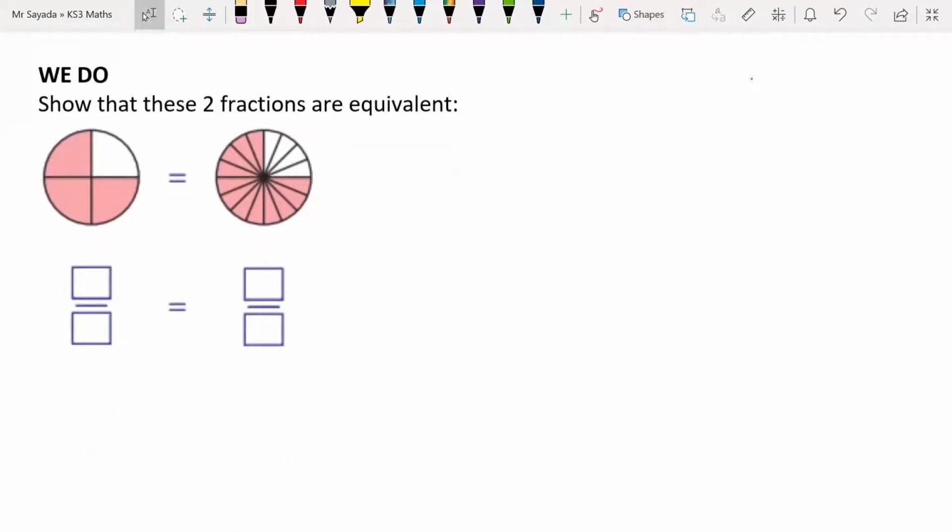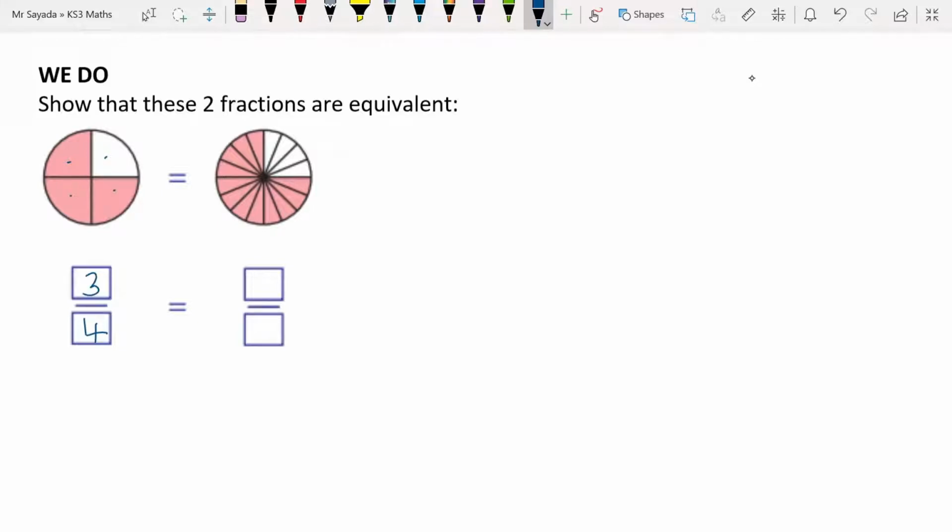Pause the video to have a go at this one. Press play once you're ready. You should have now had a go at this one. So let's go through it. How many pieces has this circle been split into? Say your answer to the video. You should have said 4. And how many of them are shaded? You should have said 3.